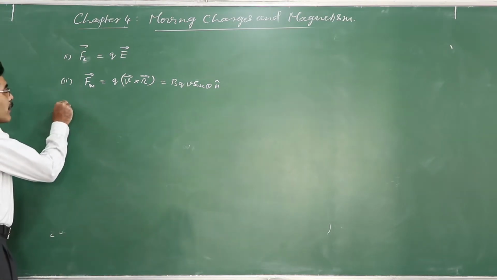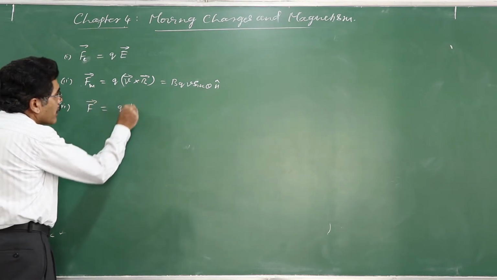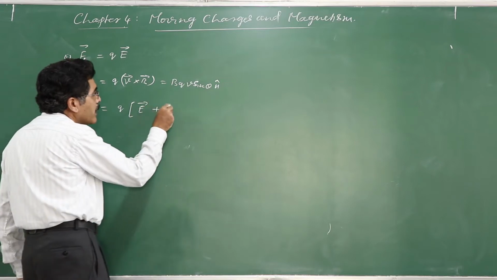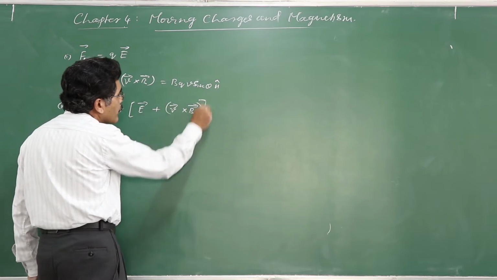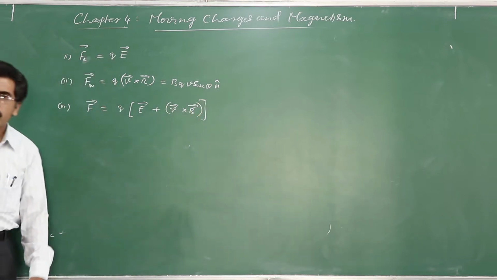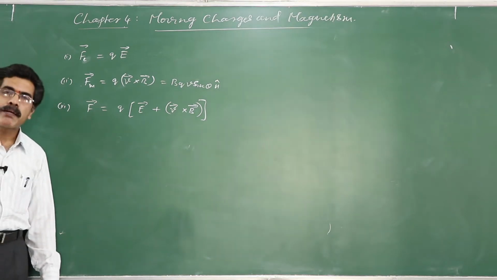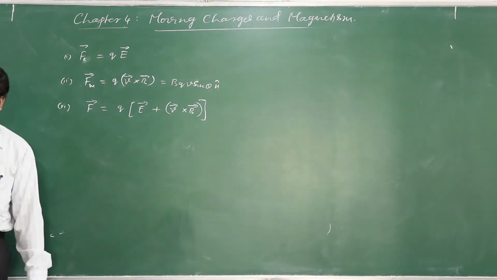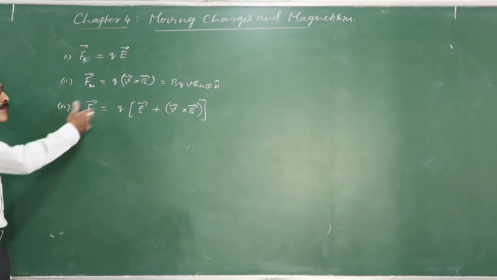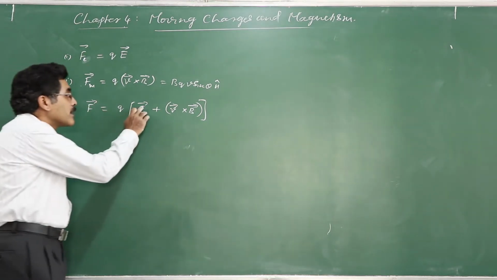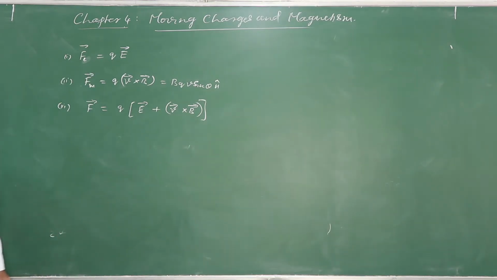Then we come across the Lorentz force. The force experienced by a charged particle in the presence of both electric and magnetic field is called Lorentz force. The force experienced by a charged particle moving in a combined field is generally called Lorentz force. It is given by Q into E plus V cross B, where Q is taken outside.